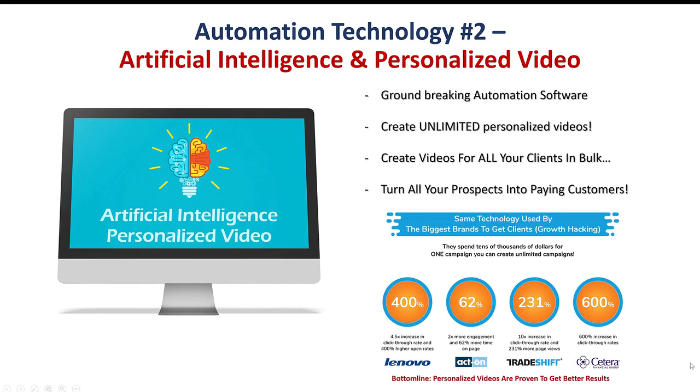And the beauty is with automation technology number 2, remember, firstly, we got all those clients that we'll ever need, decision makers and so on, and their emails. It's going to scan their website, find all the information, right? Now what we do is use automation technology number 2, which is the artificial intelligence and personalized video technology. What it's going to do is it's a groundbreaking app. It's going to create unlimited of these personalized videos, and you can create videos in bulk.